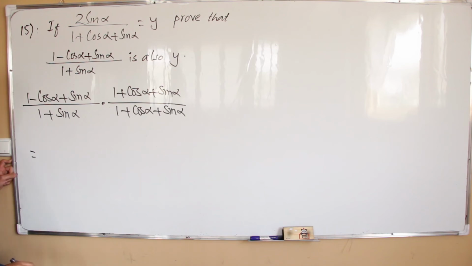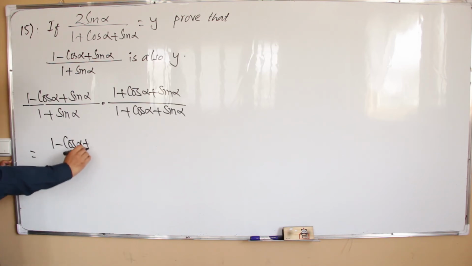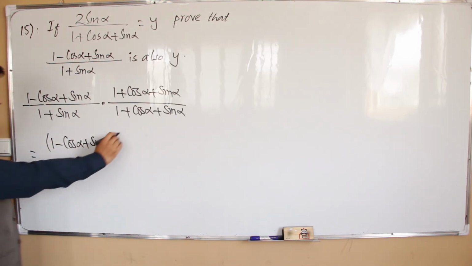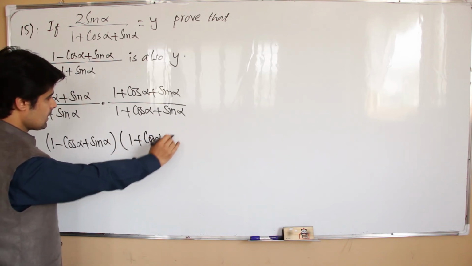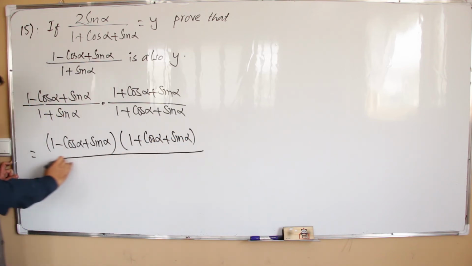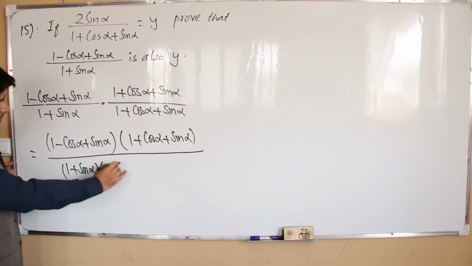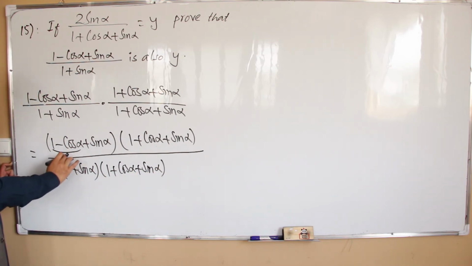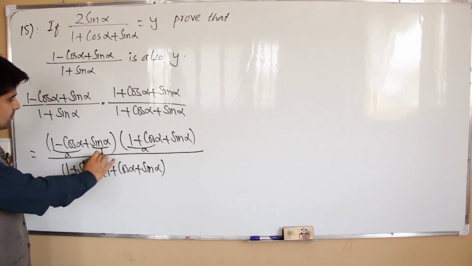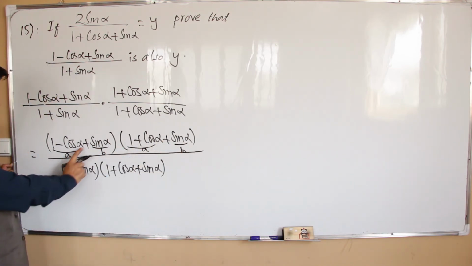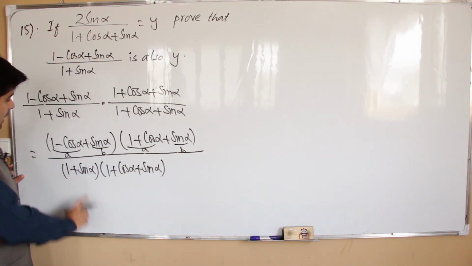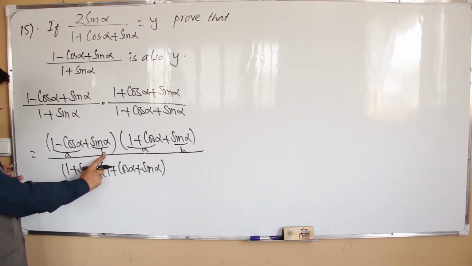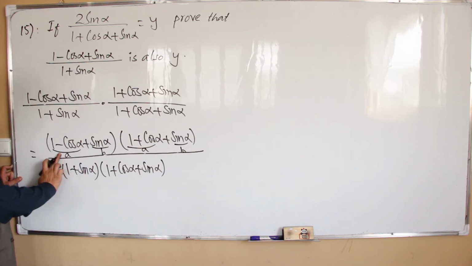Now, what do you think? 1 minus cosine alpha plus sine alpha is multiplied with 1 plus cosine alpha plus sine alpha. Am I right? Yes. And 1 plus sine alpha multiplied with 1 plus cosine alpha plus sine alpha. Now, if I put the name A here, and this is B, so A plus B, A plus B.